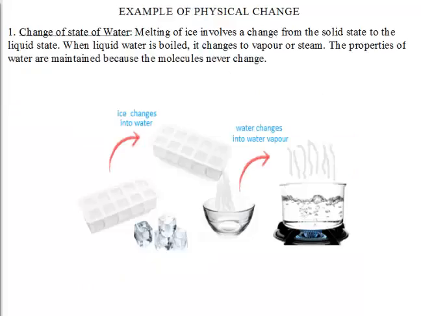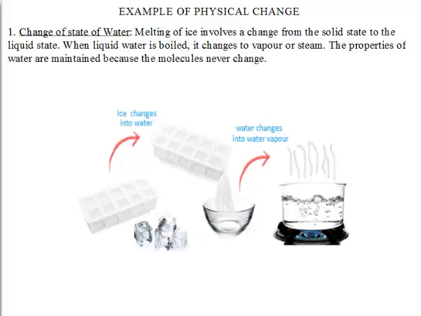Okay, let's move on and see some examples of physical changes around us. One example is the change of state of water. Remember, we said the physical states are solids, liquids, and gases. Now, water is so special, it can exist in all the three states. In the solid state, it is ice. Over here, it is liquid water. And then, once we heat it, it changes to water vapor.